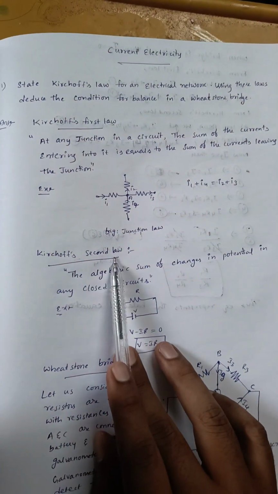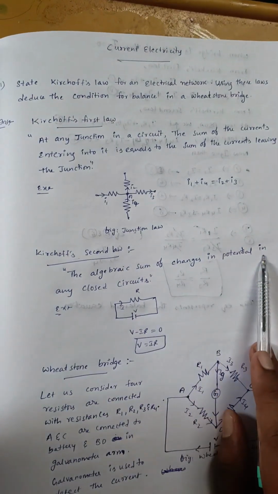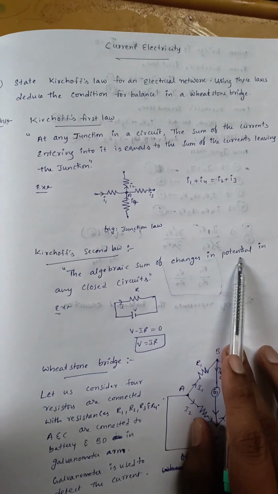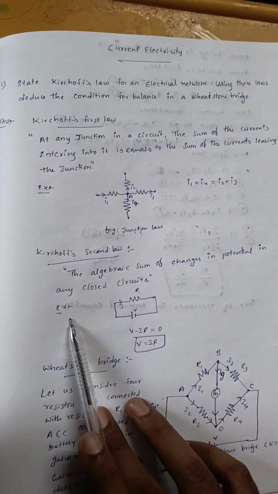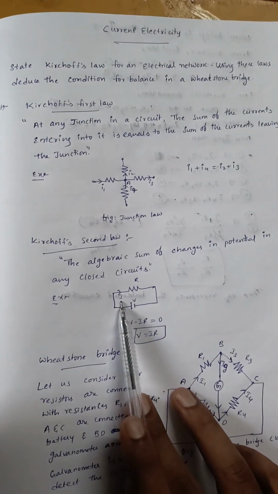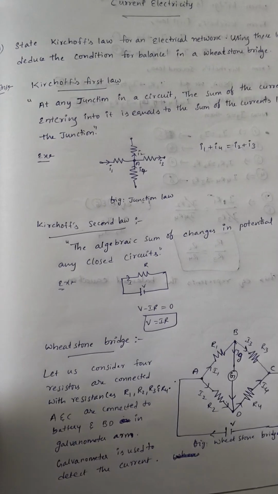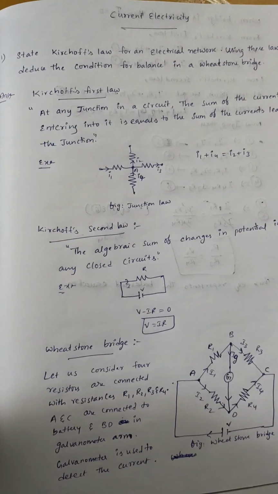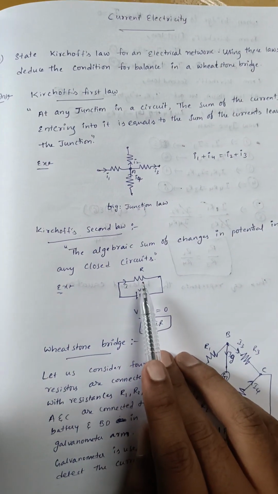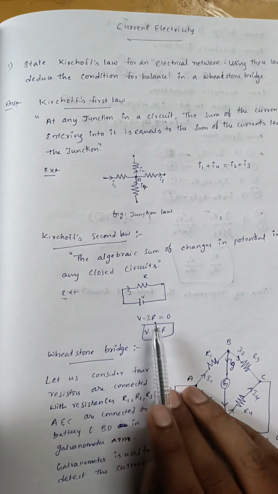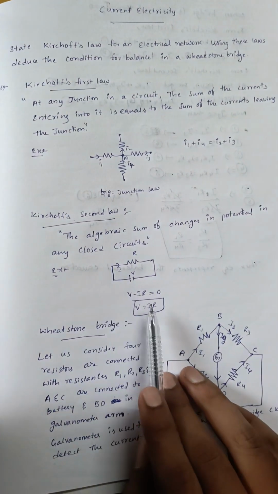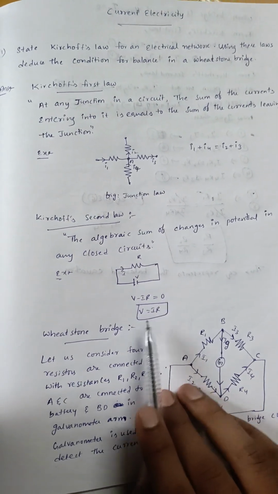Kirchhoff's second law: the algebraic sum of changes in potential in any closed circuit is zero. One example is this circuit diagram, with a battery V and a current I passing through the resistor. According to this definition, V minus IR is equal to 0, so V is equal to IR.